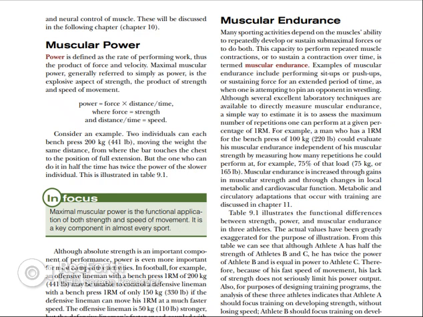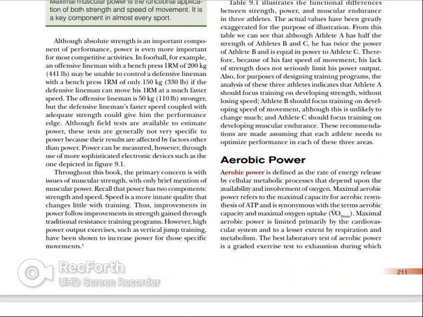Muscular endurance is increased through gains in muscular strength and through changes in local metabolic and cardiovascular function. Metabolic and circulatory adaptations that occur with training are discussed in Chapter 11. Table 9.1 illustrates the functional differences between strength, power, and muscular endurance in three athletes. The actual values have been greatly exaggerated for the purpose of illustration.